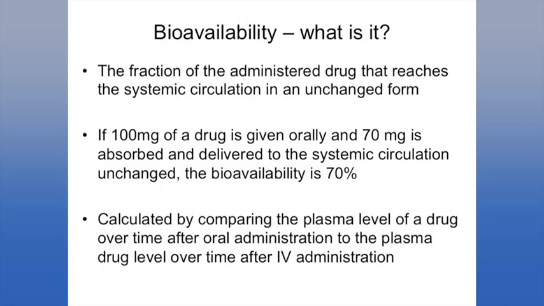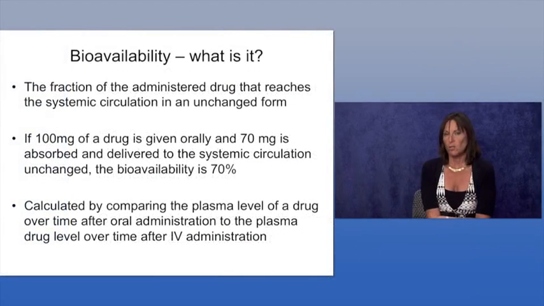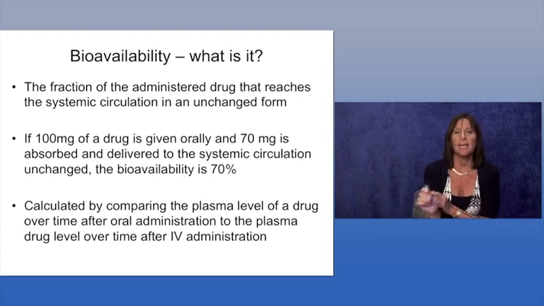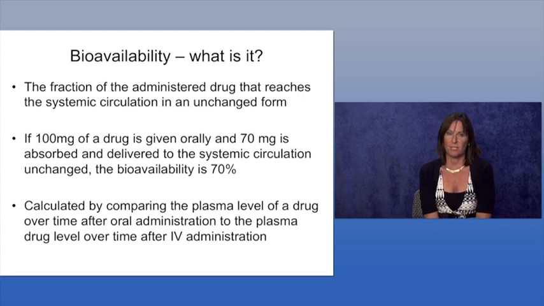So we use the concept of bioavailability to measure this process. What is the definition of bioavailability? It is the fraction of the administered drug that reaches the systemic circulation in an unchanged form. And this is a very pure definition. So if I give a drug by mouth, it's how much of that drug that the patient swallowed actually ends up in the circulation in the same form, unchanged. This is an important concept.